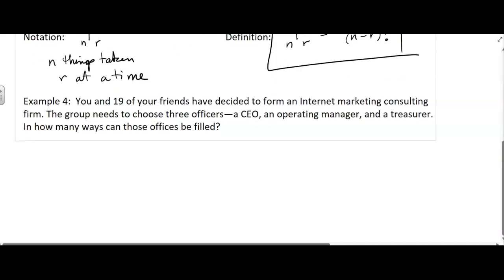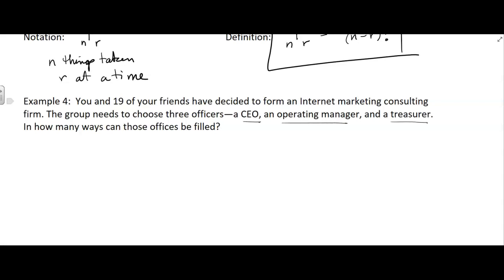You and 19 of your friends have decided to form an internet marketing consulting firm. The group needs to choose 3 different officers, a CEO, an operating manager, and a treasurer. In how many ways can those offices be filled? Now you could just use the fundamental counting principle, but we're going to use our fancy new notation. Okay, so how many things do we have? You and 19 friends, that's 20, right? So we're trying to find the permutation of 20 people.